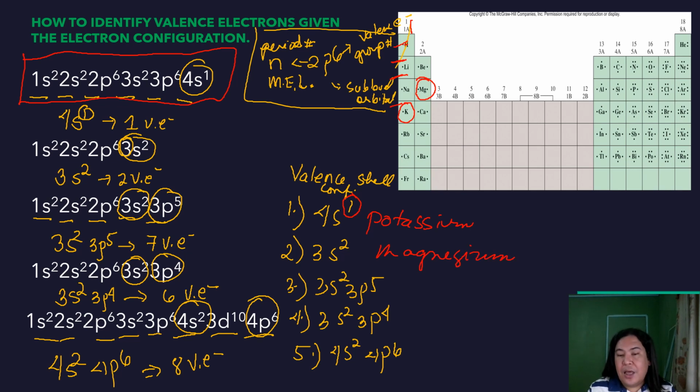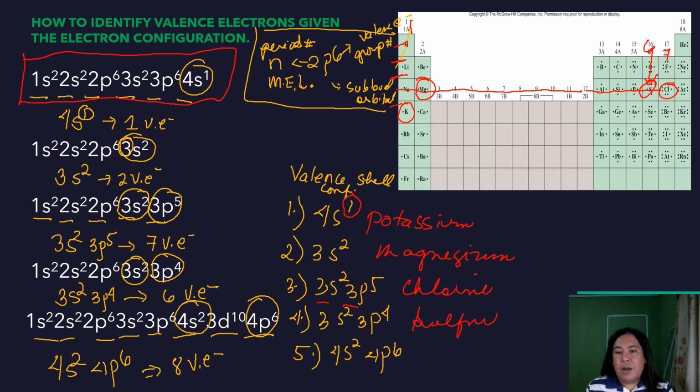Okay, so pagdating dito sa number 3 example, it belongs to period 3, tapos 5 plus 2, group 7. Period 3, 1, 2, 3, ito yung period 3, group, okay, 1, 2, 3, 4, 5, 6, 7, and that is chlorine. Ito yung group 7. This is chlorine. Okay, then this is period 3 also, 4 plus 2, that is 6, group 6. So period 3, group 6. Okay, ito siya, and that is sulfur.